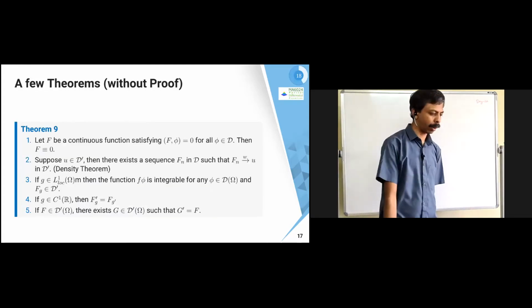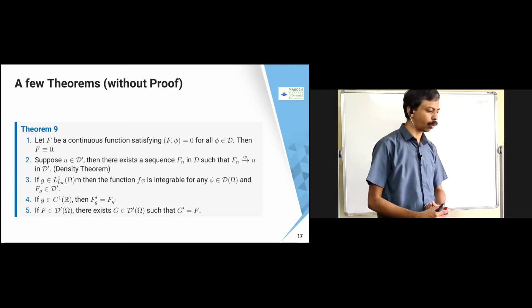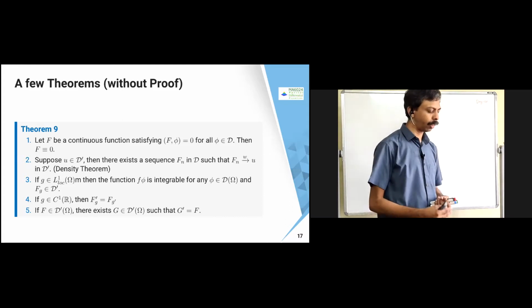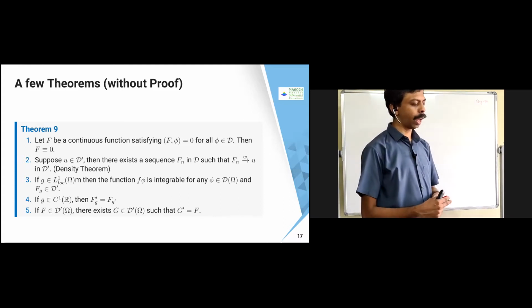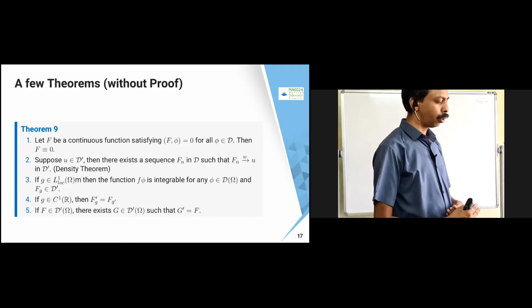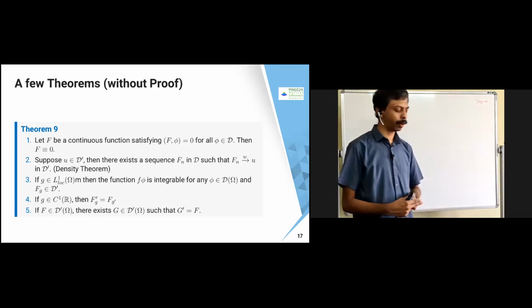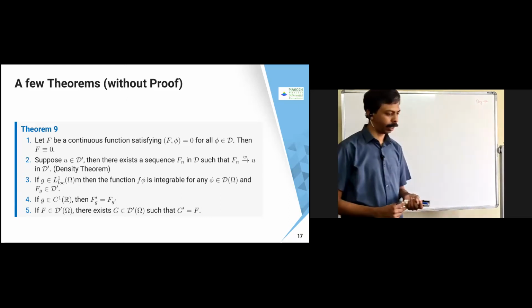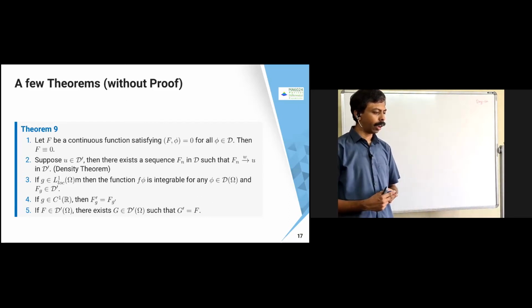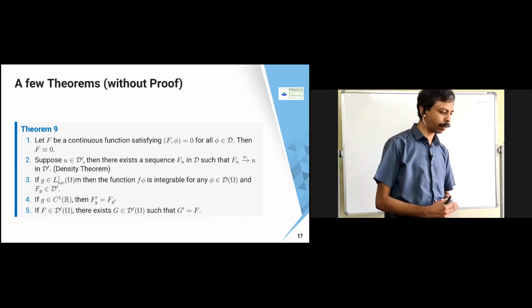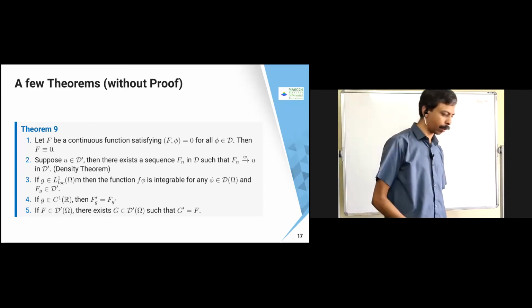And then we have seen some theorems without proof. If f is continuous and f comma phi equals 0, then f is identically 0. Also, if u belongs to D dash, then there exists a sequence f_n in D such that f_n converges to u weakly, which is the density theorem. Then g is a locally integrable function, and for any such g we can say that f_g belongs to D dash. So these are some of the things.